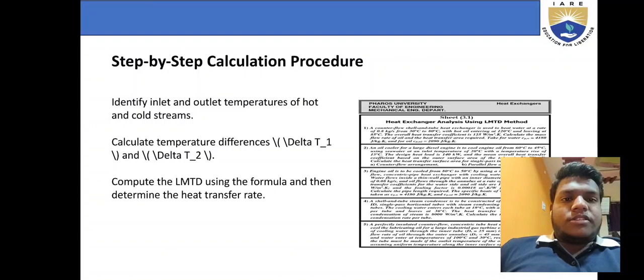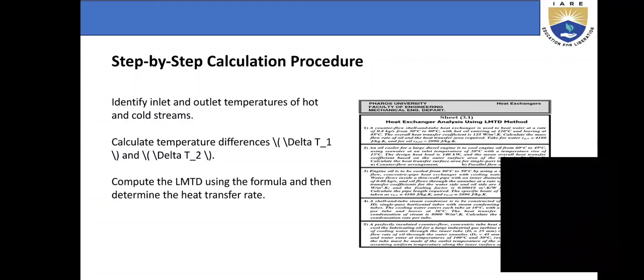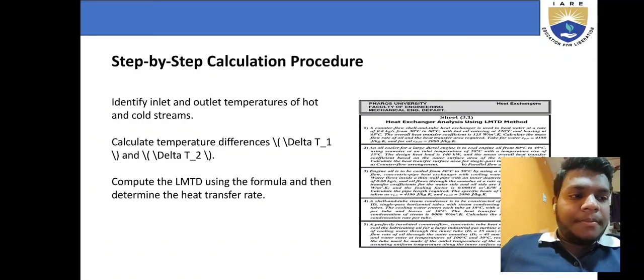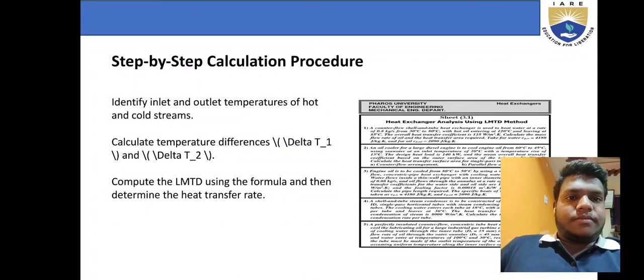Step-by-step calculation procedure: identify inlet and outlet temperatures of the hot and cold streams. Calculate temperature differences delta T1 and delta T2. Compute the LMTD using the formula and then determine the heat transfer rate.